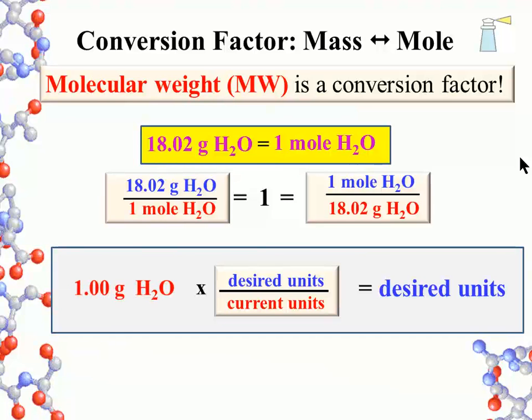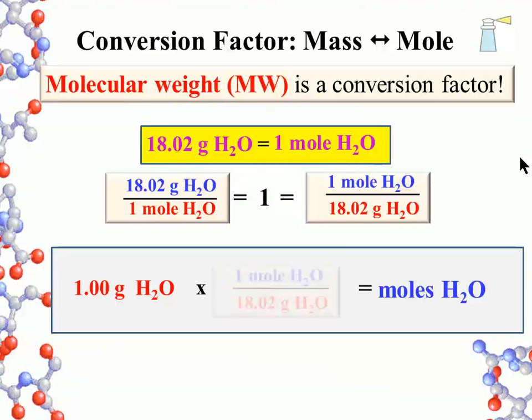Say that the current unit is in grams of water and the conversion is into moles of water. The correct orientation of the unit factor, the molecular weight, would have mass or grams in the denominator so that the grams of water unit cancel out, leaving the unit moles of water.